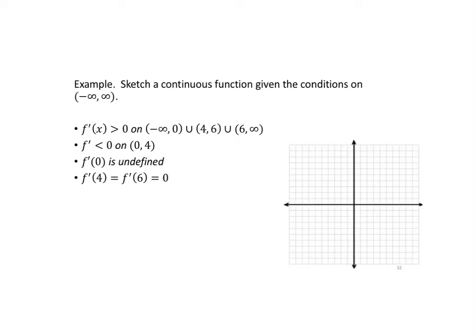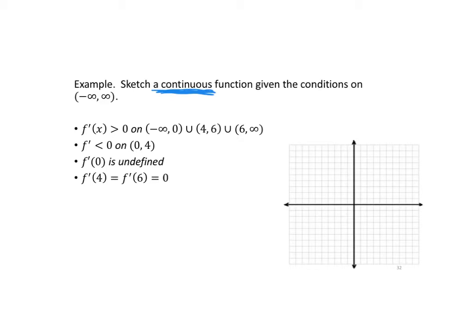Here's an example. They're asking you to sketch a continuous function given the conditions on the entire real line. The interval from negative infinity to infinity is the set of all real numbers. All right, so continuous function is really important. Remember what continuous means informally speaking. It means the function is defined everywhere and you can draw the whole thing without picking up your pen, pencil, marker, chalk, whatever you're working with.